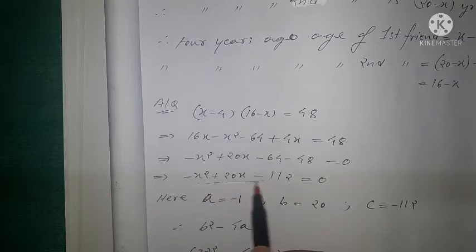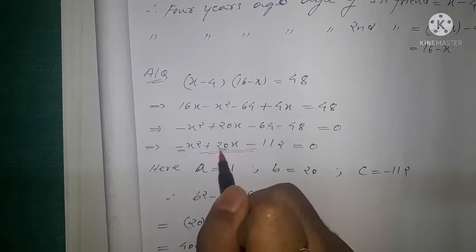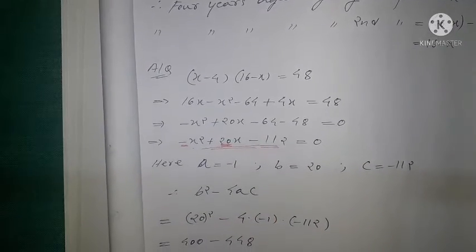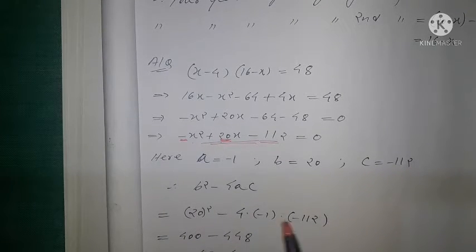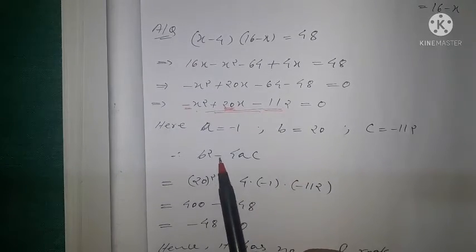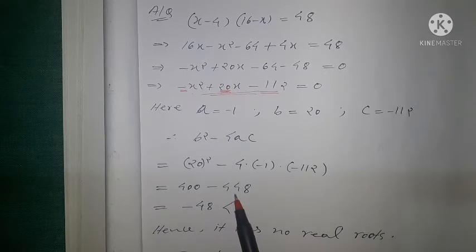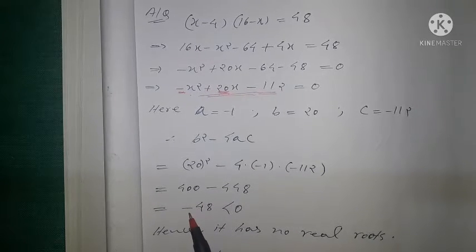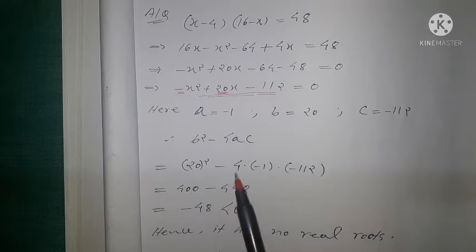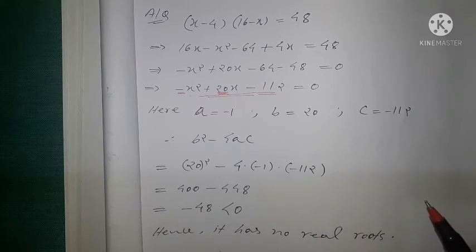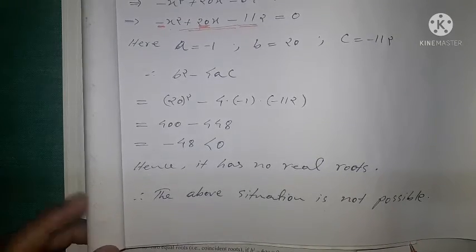That means this is a quadratic equation. According to this equation, the value of A is -1, the value of B is 20, and the value of C is -112. Let's check the nature of the roots. B square minus 4AC: if we substitute these values, we get 400 minus 448, that is -48. That means this is less than 0. Since B square minus 4AC is less than 0, it has no real roots. Therefore the above situation is not possible.